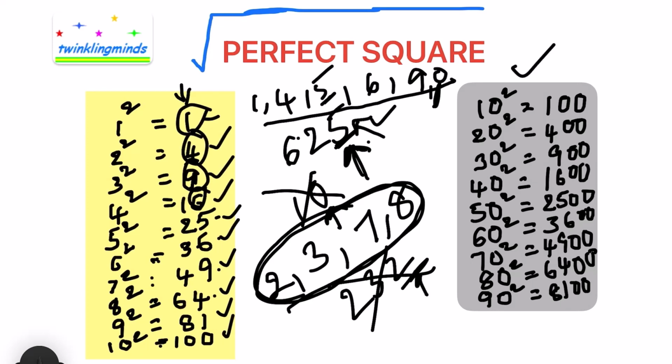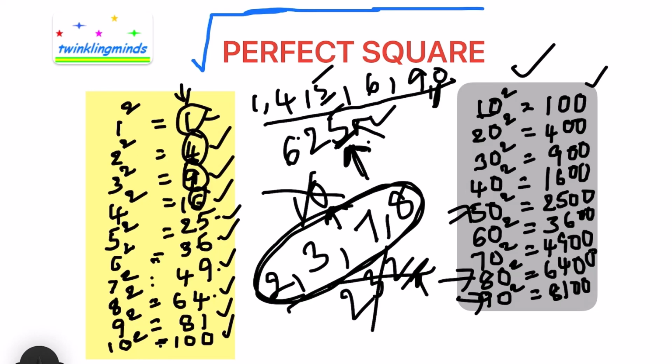All right. Now let us look at this second table. If you remember these, you can easily find the square root of a perfect square for smaller numbers. What is 10 square? 100. What is 20 square? 400. Like that, 30 square is 900, 50 square is 2500, 80 square is 6400, 90 square is 8100.